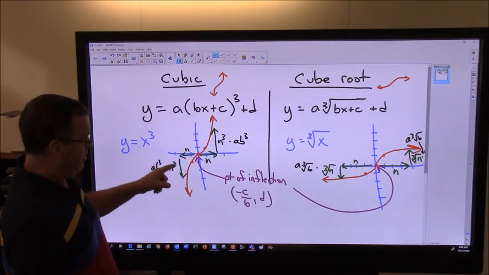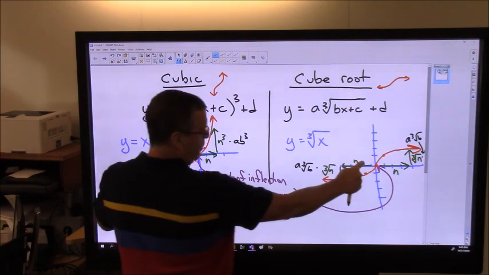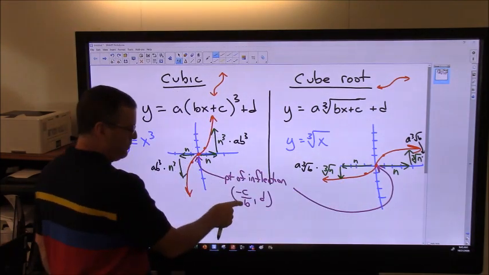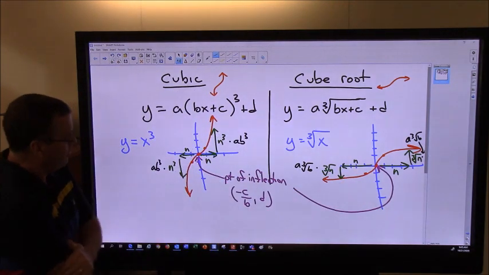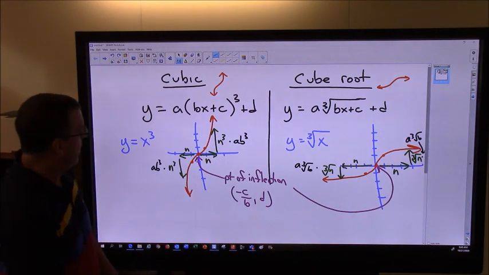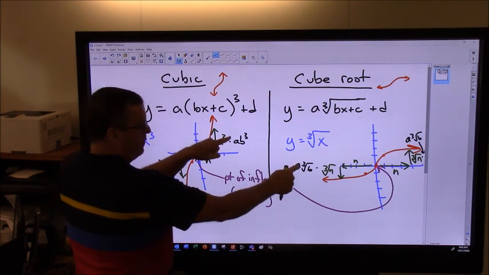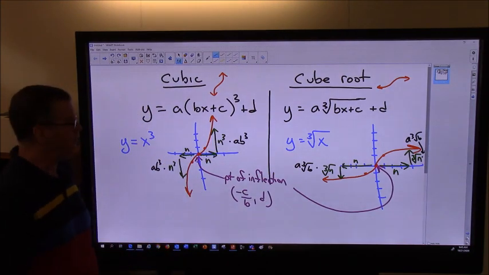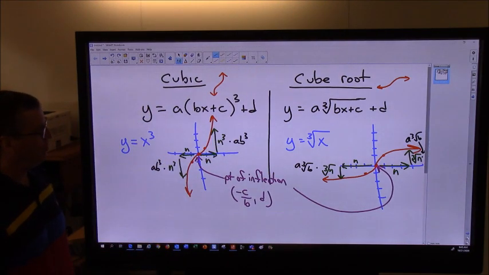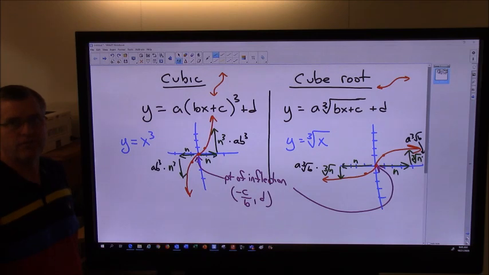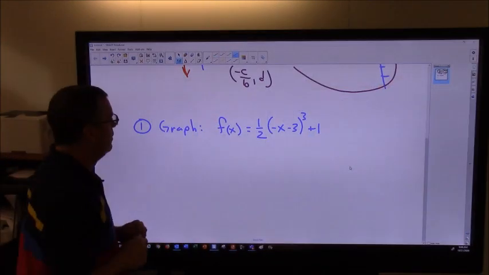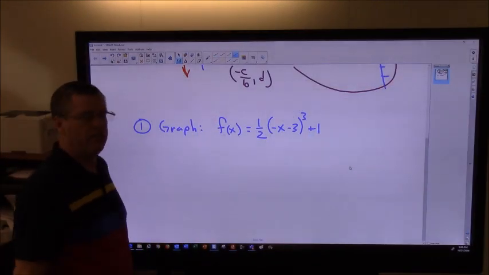So let's see. We know how to find our points of inflection. It's still negative c over b comma d. That's always going to be the first thing we look for. We now know what's normal for both of these. And we know how to figure out how much more or less than what's normal. So we just need to try a problem here. Okay? Let's try one. All right, so we'll do one of these together, and then I'll let you guys try one.